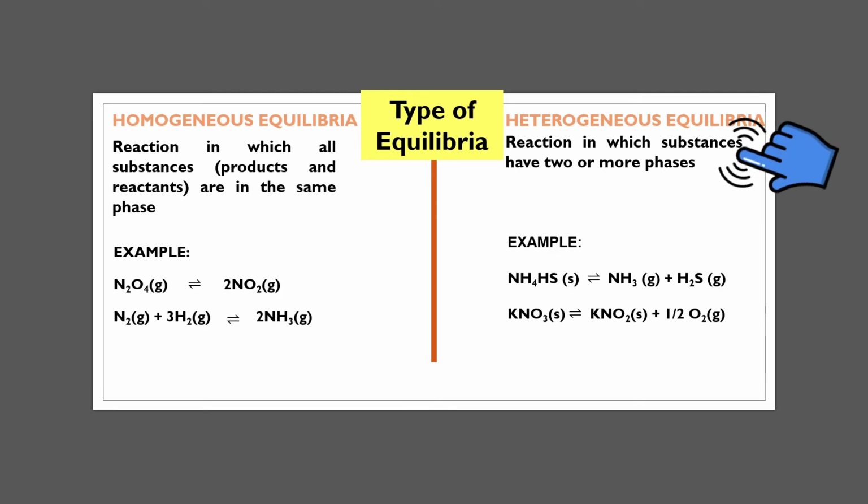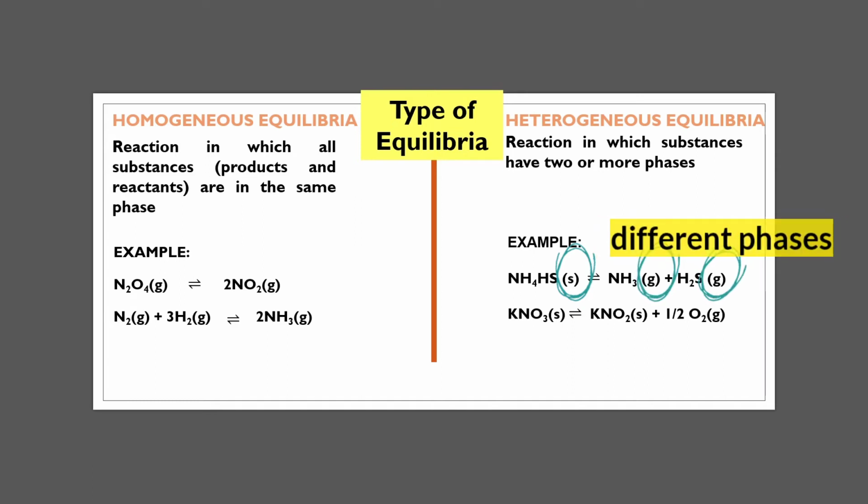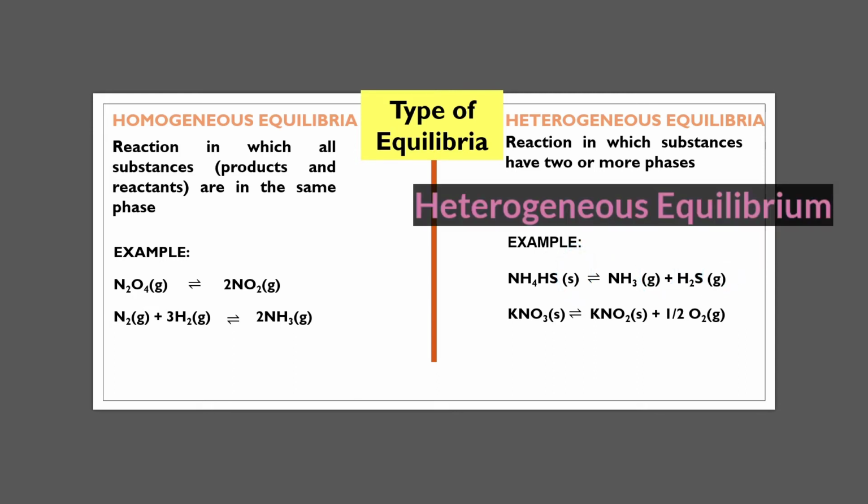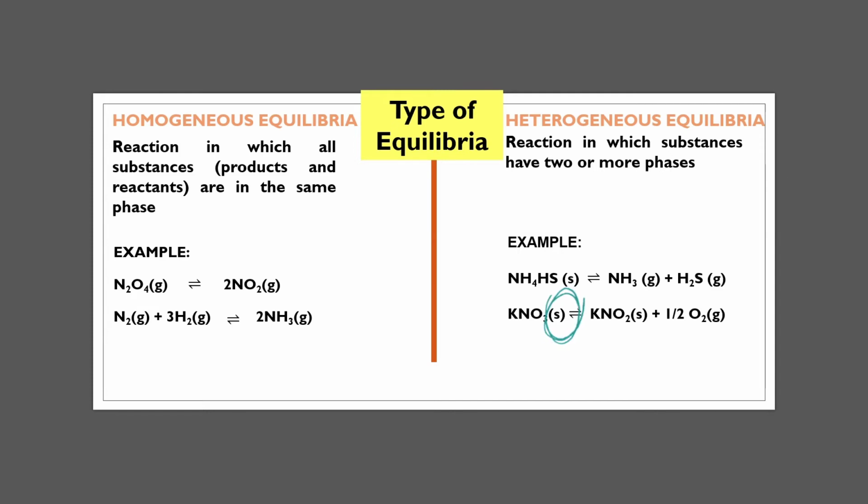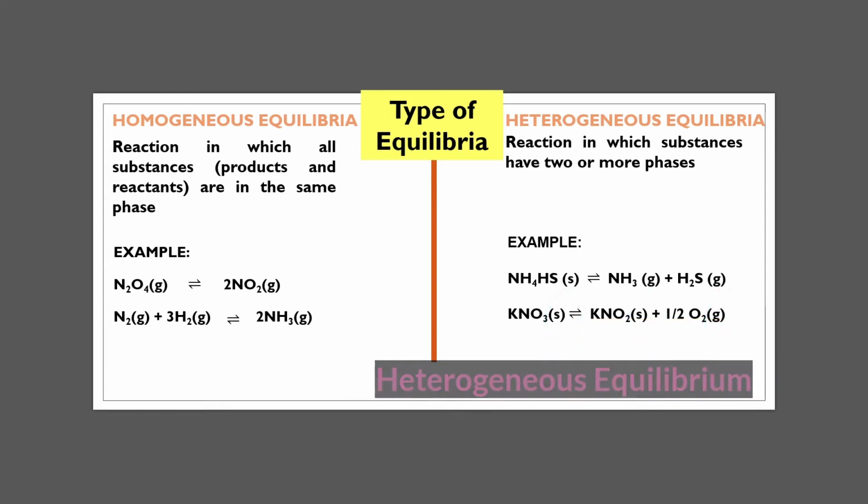Heterogeneous equilibria refer to equilibria with reactions in which substances have 2 or more phases. For example, we have ammonium hydrogen sulfide in the solid state, but the products, ammonia gas and hydrogen sulfide gas, are in the gaseous state. So there are 2 different phases, and this equilibrium is therefore a heterogeneous equilibrium. The second example is potassium nitrate dissociating to become potassium nitrite solid and oxygen gas. So this equilibrium also has 2 phases, hence it is considered a heterogeneous equilibrium.